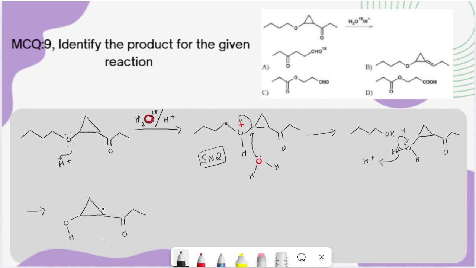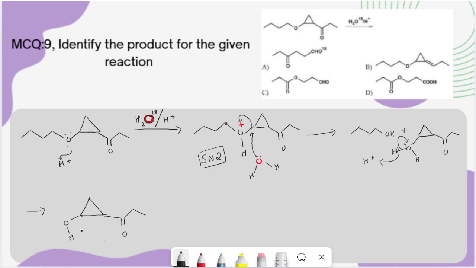Students, remember the cyclopropane molecule is not so stable due to the ring strain in the molecule, because the carbons here are sp3 hybridized. Whenever it is sp3 hybridized, we know that the bond angle is 109.5 degrees. But in cyclopropane, here it is 60 degrees. So there is a bond angle deviation. There is a strain in the molecule. That's why if there is a possibility, always this ring will break open, right? That is one reason. The second reason is due to this carbonyl.